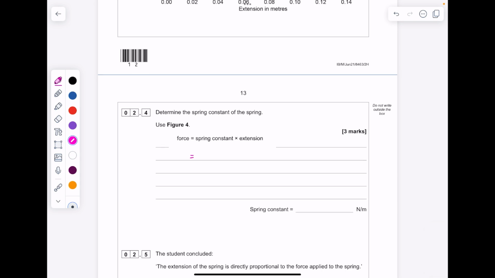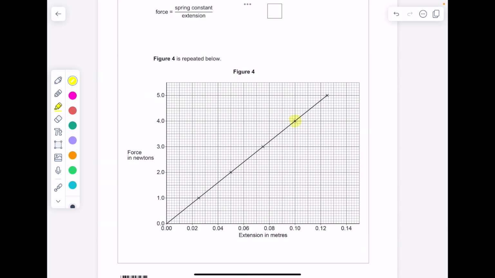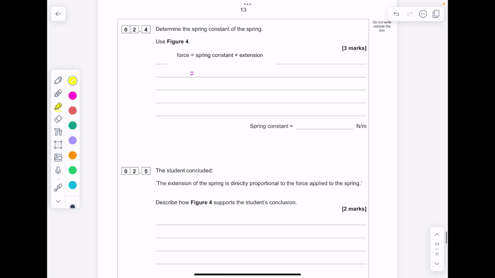Let's sub in our values. I'm going to choose this point here because it's really easy to read off. 0.1 as the extension and 4 newtons as my force. So my answer is obviously 40.